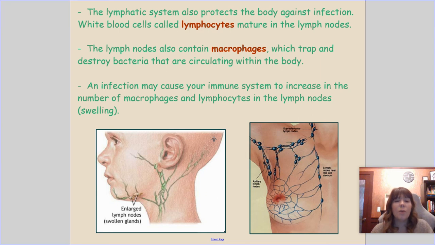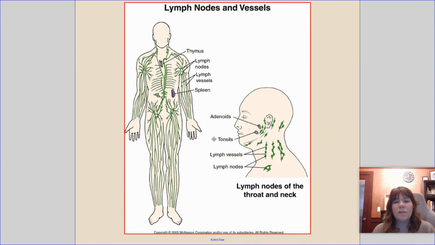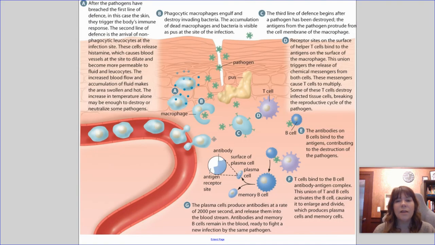That's why when you're sick, you have tenderness around the areas that may have the swelling or the infection, and it feels a little warm. That's why they check and push on your neck when you're sick. All right. So this is just another example of the different lymph nodes and vessels that are around your body. And then this is immunity.